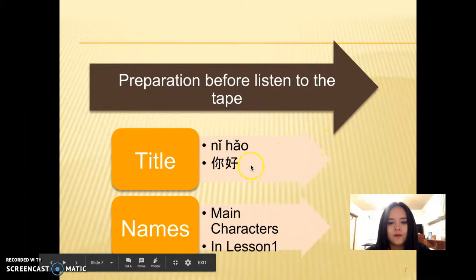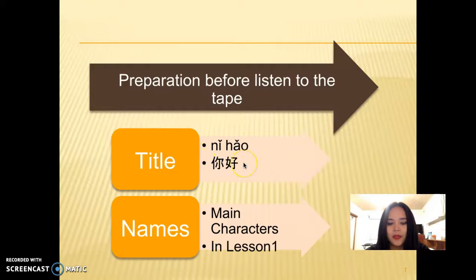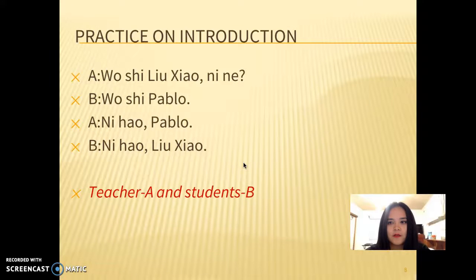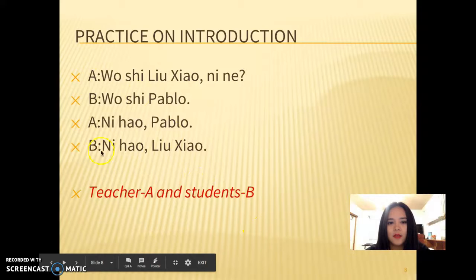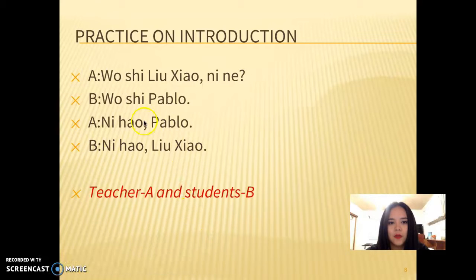你好 is hello in Mandarin. We're gonna start from this phrase. This short dialogue can be found in text 1, and I modified the names. I put my name, Liu Xiao, and another Spanish name, Pablo, here.